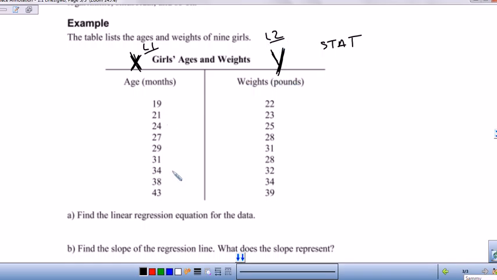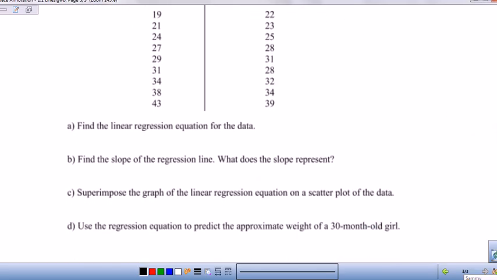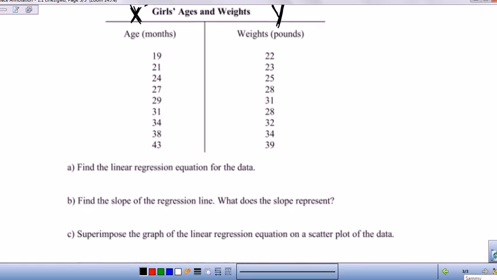You're going to put this data in L1, this data in L2, and then once you have that, come back to this video. So pause it and put that data in there.